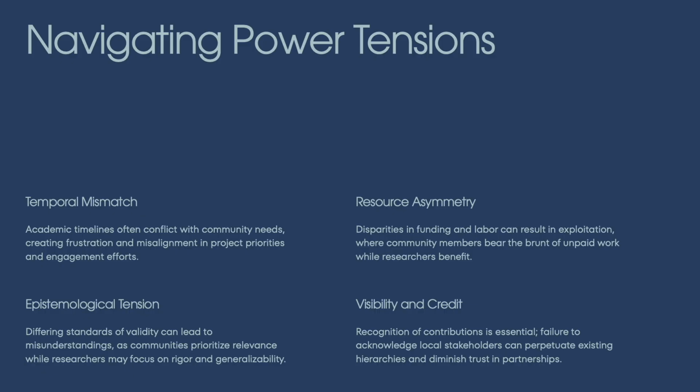Resource asymmetry. If the research requires community members' time but doesn't budget for compensation, you're extracting value. If you budget compensation for data collection, but only academics get paid for thinking and planning, you're replicating hierarchies.